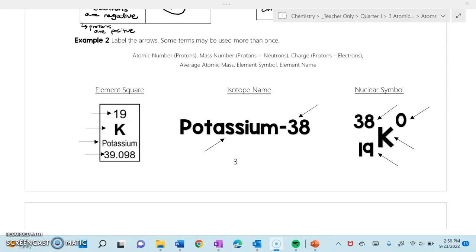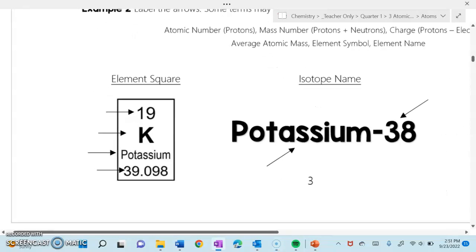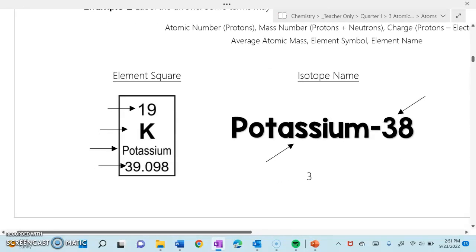So let's start by labeling the arrows, and it says some terms may be used more than once. So our options are atomic number, which tells us protons, mass number, which tells us protons plus neutrons, and charge, which tells us protons minus electrons. The average atomic mass, the element symbol, and the element name. Those are our options.